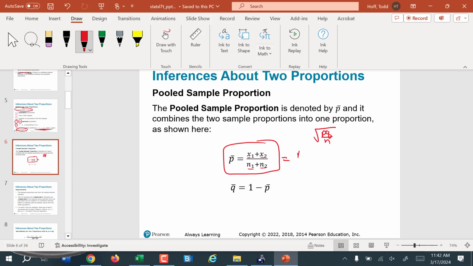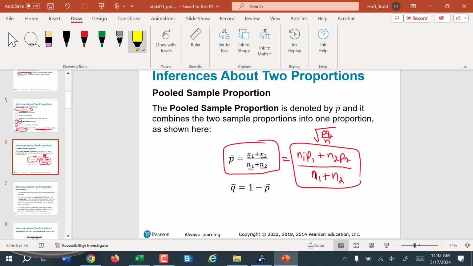An alternative of this is sometimes N1 times P hat 1 plus N2 times P hat 2, over N1 plus N2. So if you're not actually given the amounts of successes in each sample, you can do the sample size times the proportion to estimate those number of successes. Then, of course, Q bar is just 1 minus P bar. That is what we will use in our formulas whenever it's called for the population proportion.